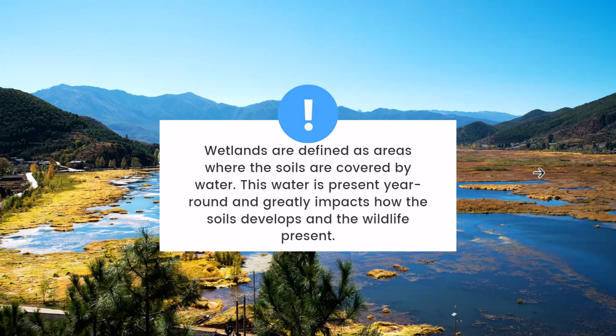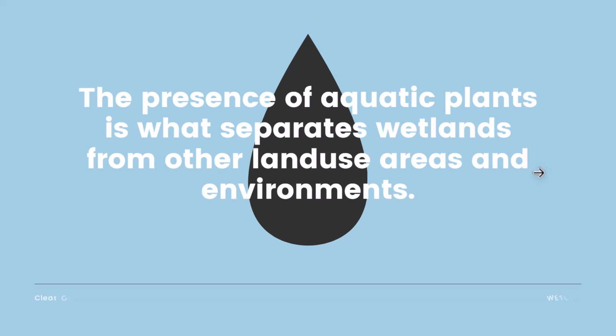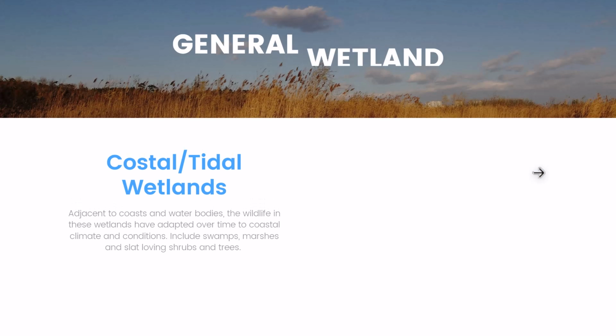So wetlands are defined as areas where the soils are covered by water. This water is present year-round and greatly impacts how the soil develops and the wildlife present. The presence of aquatic plants is what separates wetlands from other land use areas and environments. Because we have different plant life and different aquatic organisms present in this environment, that's what makes it a wetland, different from just standard pasture or lawn. It's just overall a different environment for these organisms to grow in.